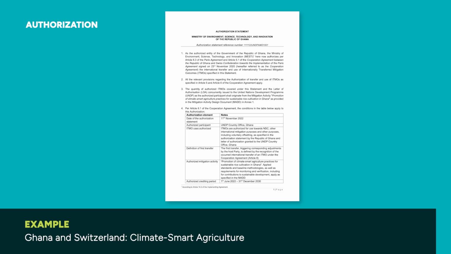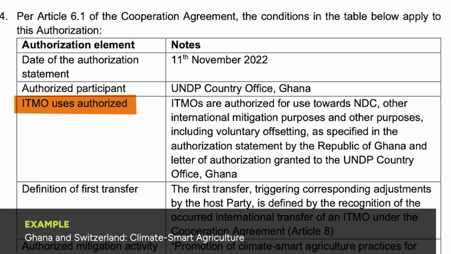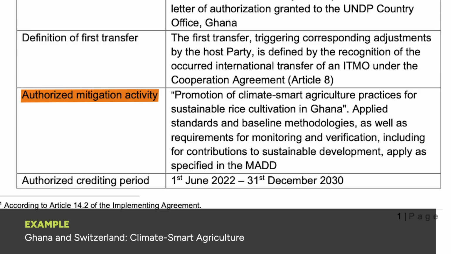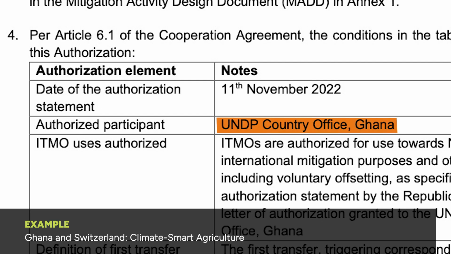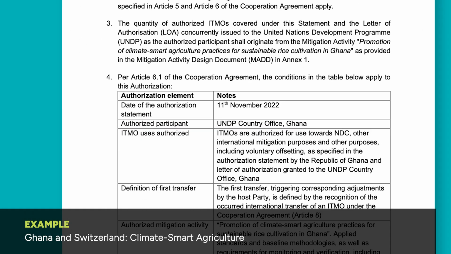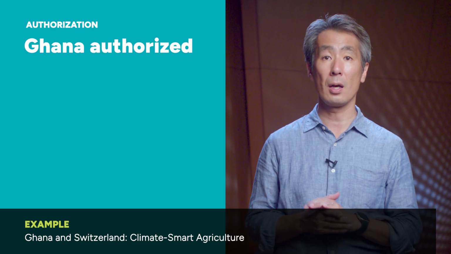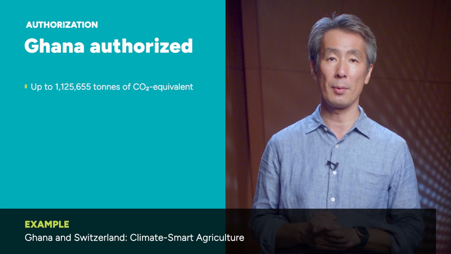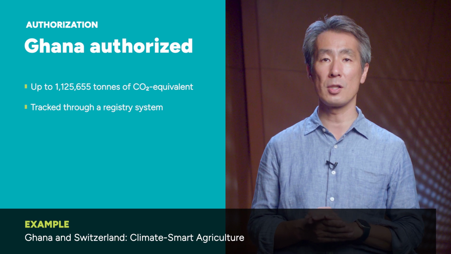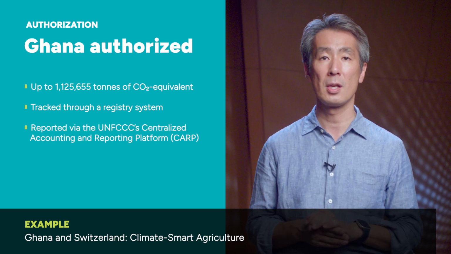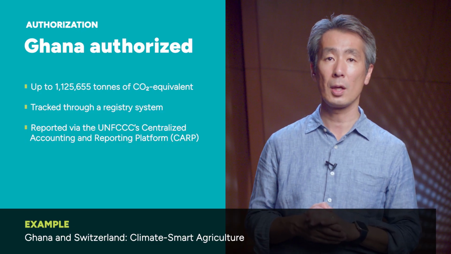This authorization clearly identifies the authorized purposes, including use towards an NDC, international mitigation purposes, and other purposes such as voluntary offsetting. It specifies the authorized mitigation activity and crediting period from 2022 to 2030, names UNDP Ghana as the authorized entity, and defines how mitigation outcomes will be accounted for to avoid double counting through the corresponding adjustment required under Article 6.2. In total, Ghana authorized around 1 million tons of CO2 equivalent in mitigation outcomes to be tracked through a registry system and reported via the UNFCCC's Centralized Accounting and Reporting Platform, CARP.